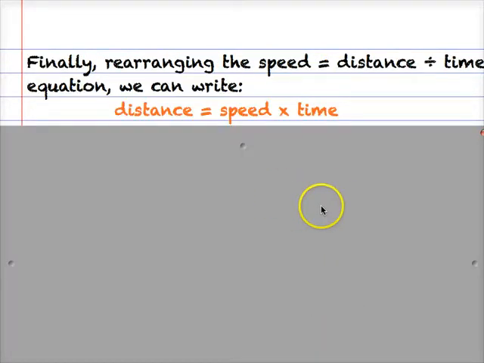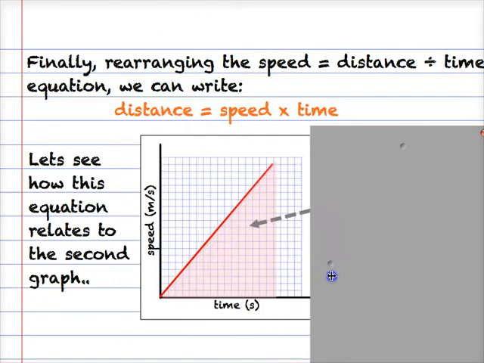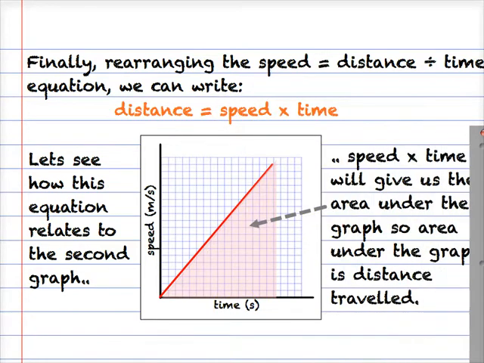Finally, another equation, well, it's really just the first equation again, rearranged. So we're going to rearrange speed as distance divided by time and write distance equals speed times time. And let's see how that equation fits in with, again, the second graph. So here's the second graph. Speed and time is there, speed and time. Speed multiplied by time will give us the area of this shape, or the area under the graph is speed multiplied by time. So the area under the graph must be the distance traveled by the object.